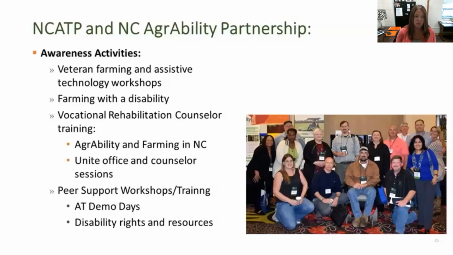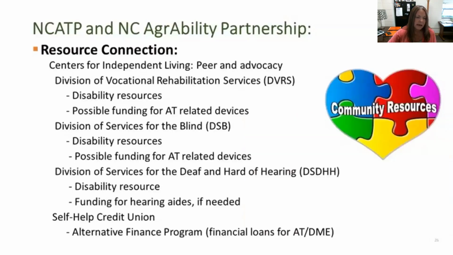So that's been one of the biggest benefits, I think, being able to link agencies with the AgrAbility program and to provide some of these activities, working with assistive technology and disability partners across the state. And then again, those are the community resources.